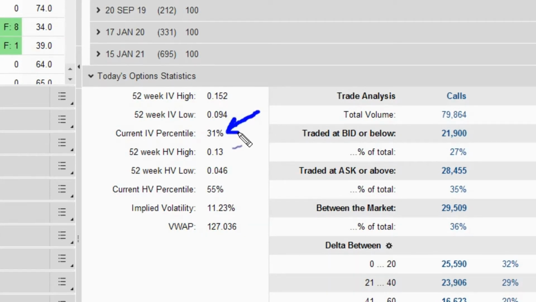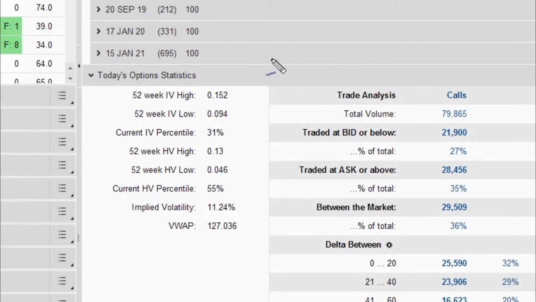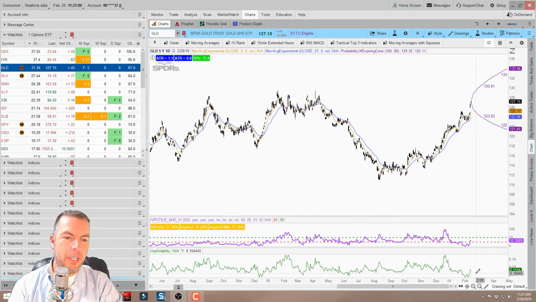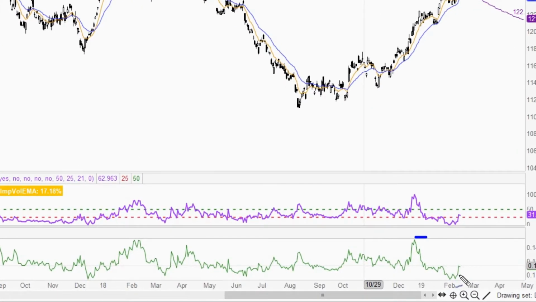That's the percentile. That's the ranking. That's where we are in the last 52 weeks, in regards to the highest implied volatility that we've had versus the lowest implied volatility, we're right at 31%. Now, if we come down here to these numbers right here, and we look at this 52-week high and the 52-week low, 0.15 and 0.09, if we come back over here to our chart and look back 52 weeks, the highest that we're going to see is that 0.15 right in here, and the lowest that we've ever seen is going to be right down here around that 0.09.